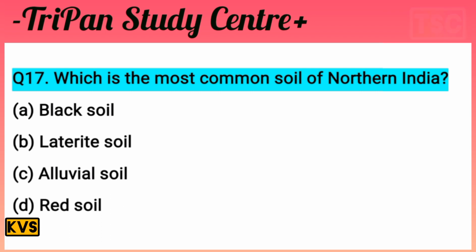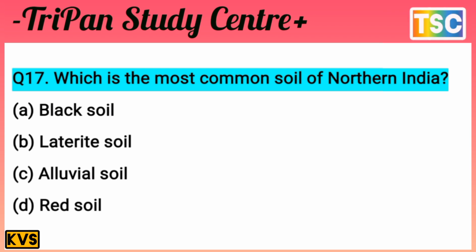The most common soil of northern India. Black soil is not found here. Laterite soil is not present in northern India, and red soil is not found in the north. The answer is C, alluvial soil. The most common soil of northern India is alluvial soil. That's the most important answer for the exam.